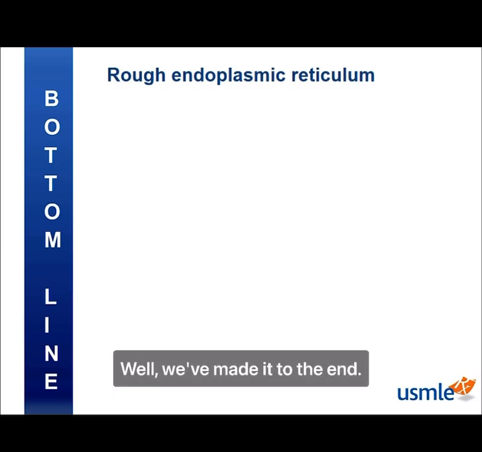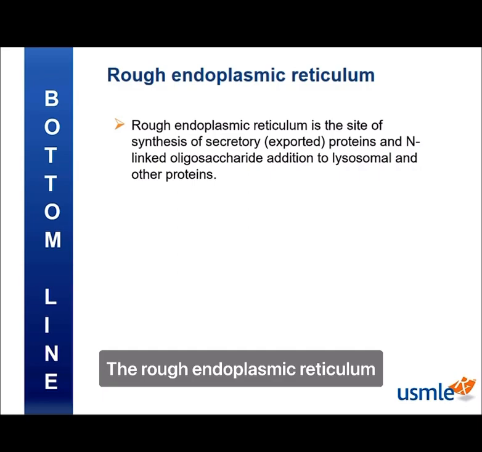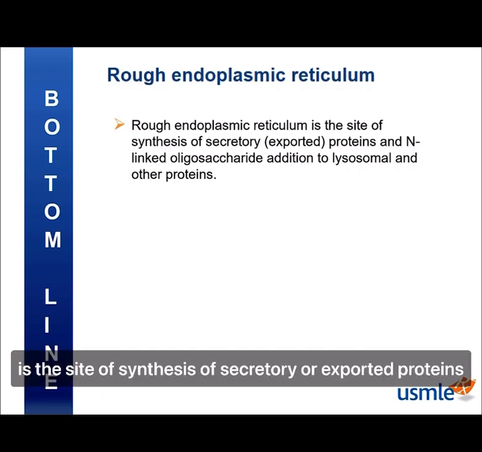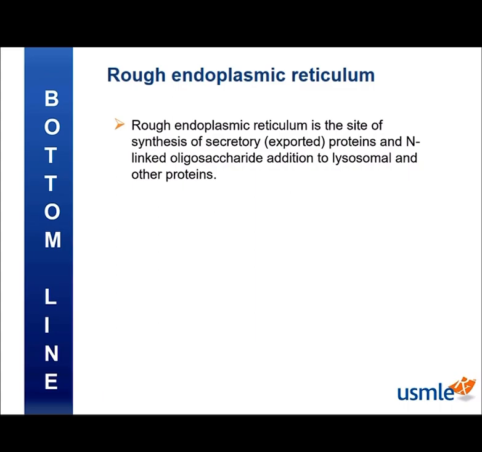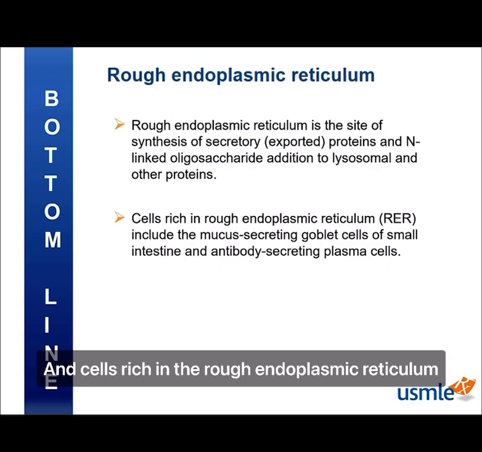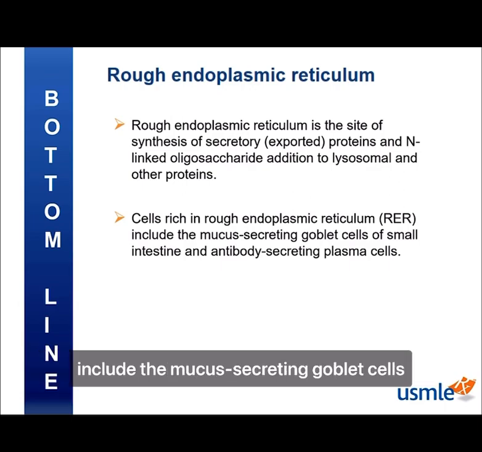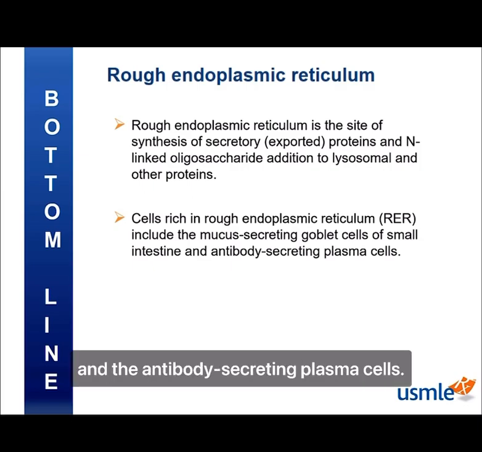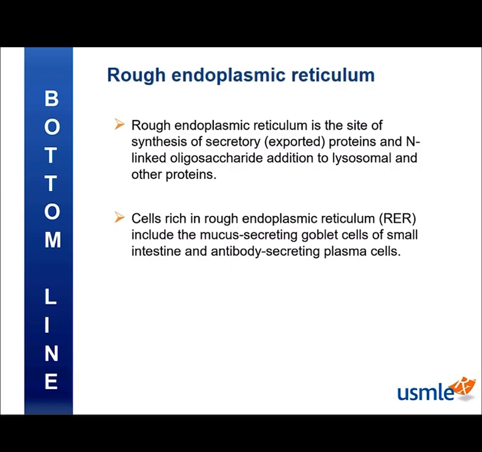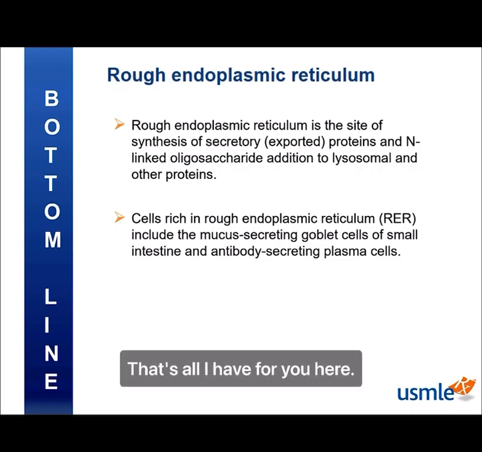Well, we've made it to the end. What's the bottom line? The rough endoplasmic reticulum is the site of synthesis of secretory or exported proteins and N-linked oligosaccharide addition to lysosomal and other proteins. And cells rich in the rough endoplasmic reticulum include the mucus-secreting goblet cells of the small intestine and the antibody-secreting plasma cells. That's all I have for you here.